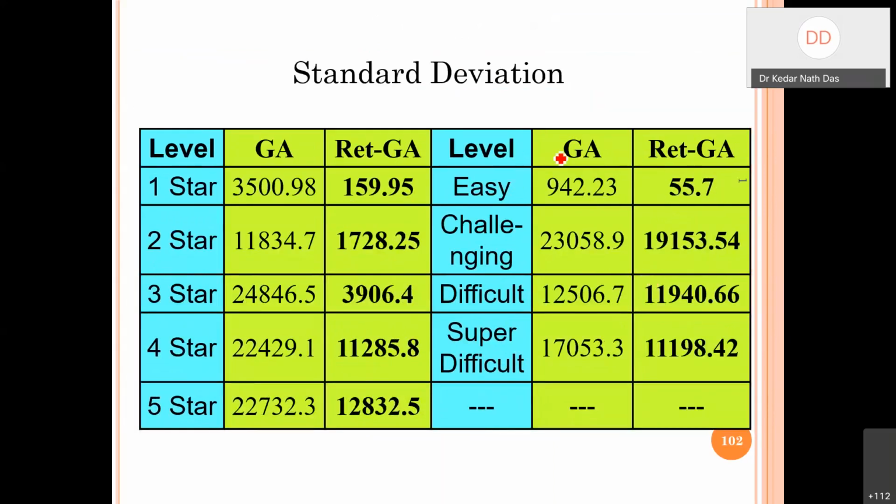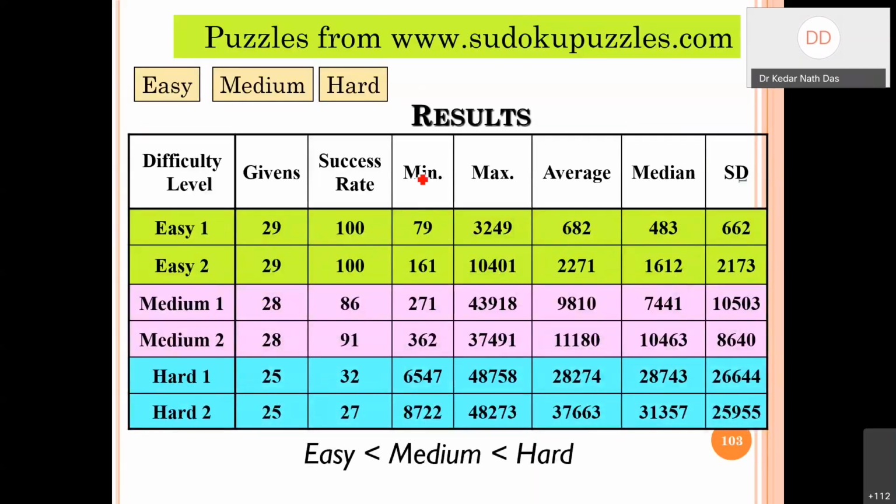You can see here the standard deviation is also very good in retrievable GA, and that shows that it is more stable than the previous one. Similarly, you can see the success rate by taking arbitrary Sudoku puzzles taken from the sudokupuzzle.com site.